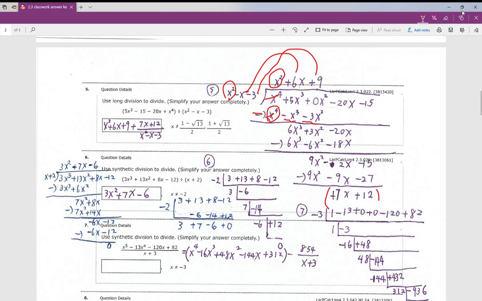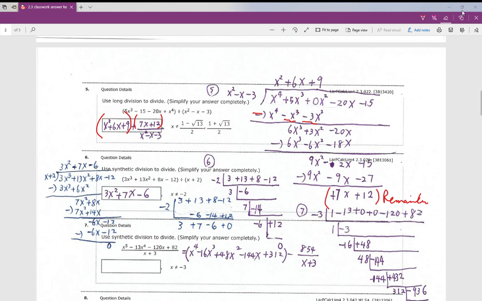Now, pay attention on the remainder. So you have the remainder here. Now, how do you write down your answer? The quotient plus remainder, but remember, remainder needs to be divided by the divisor. So let me show you some work here.